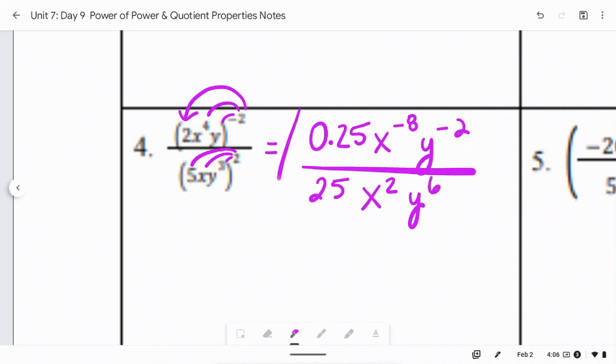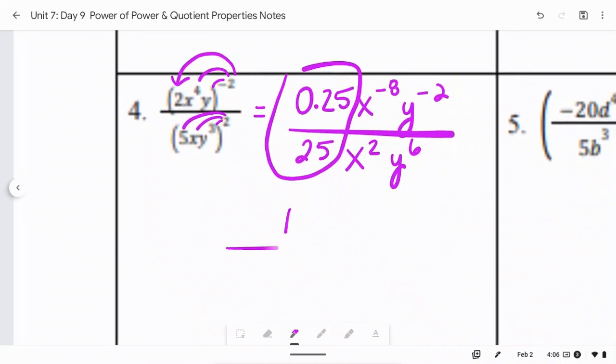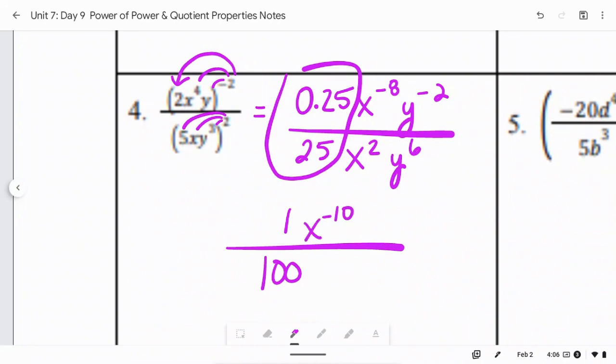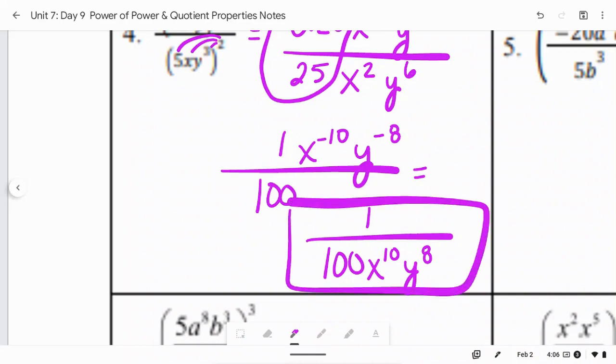Since it's a division problem, I'm going to reduce this fraction, 0.25 over 25. That reduces to 1 over 100. And then subtract the exponents. So negative 8 minus 2 is x to the negative 10th power. And then negative 2 minus 6 is y to the negative 8 power. We can't leave those negative exponents, so we're going to move both the x and the y into the denominator. So I'm just going to have 1 on top, and then 100, x to the positive 10, y to the positive 8 power. Final answer.